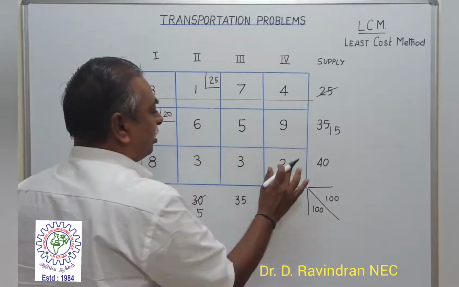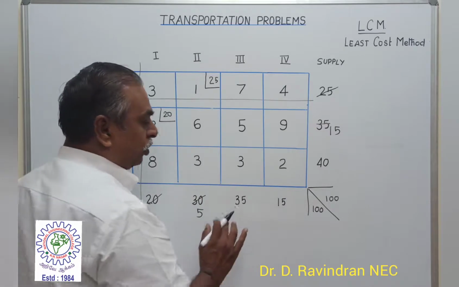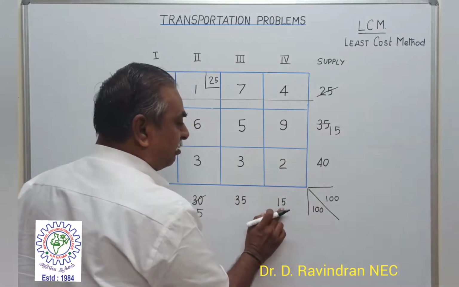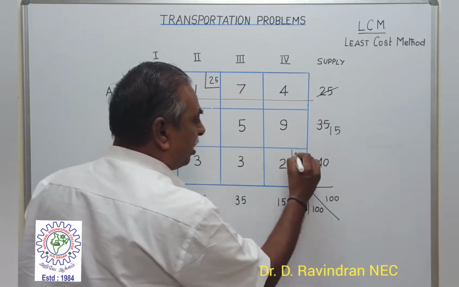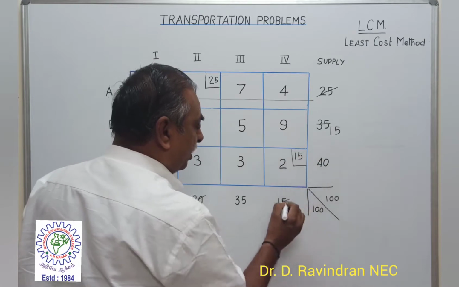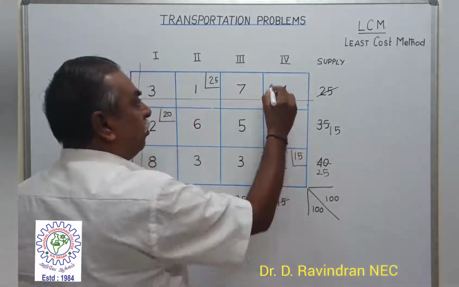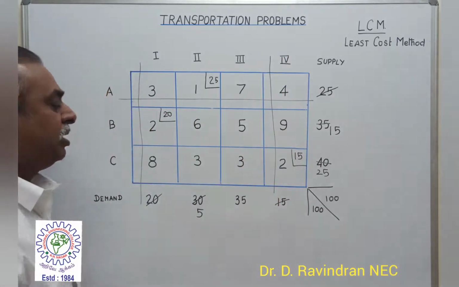Now we are left with only 6 cells. In this cell the minimum element is 2. So here we can allocate 15 units, because this is the minimum compared to 40 and 15. So 15 units can be allocated here. So this will be cancelled and this will be 25. Now this column requirement is satisfied. We can just complete this.